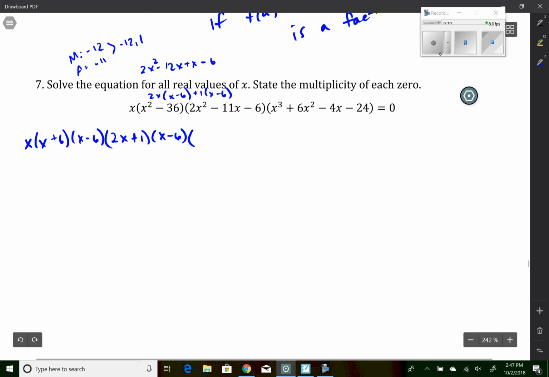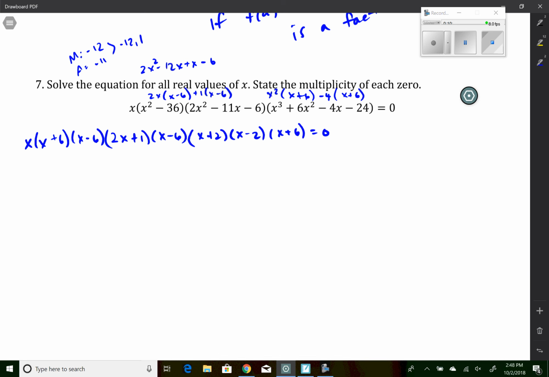Same thing's going to happen here. I'm going to break this up. So I'm going to have x squared, x plus 6, and negative 4, x plus 6, which is going to give me x squared minus 4, which factors to x plus 2, x minus 2, and an x plus 6. Those are all of our factors.